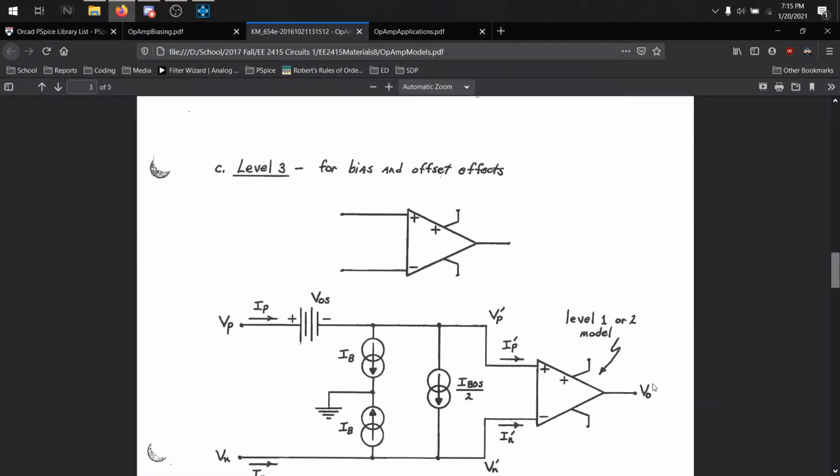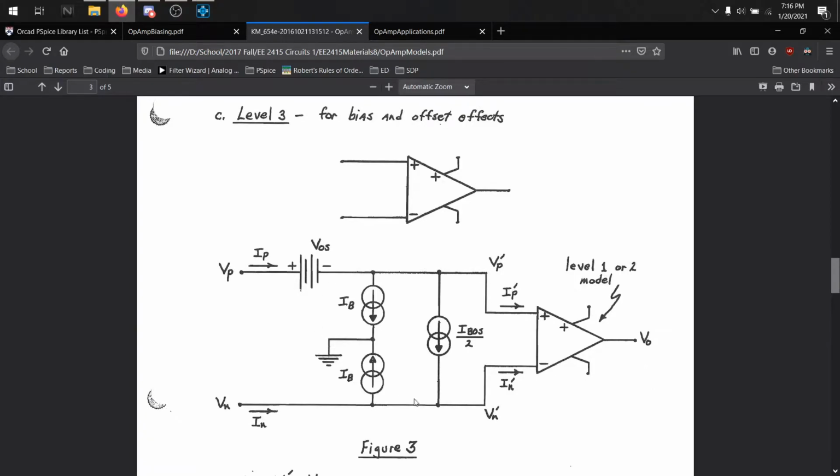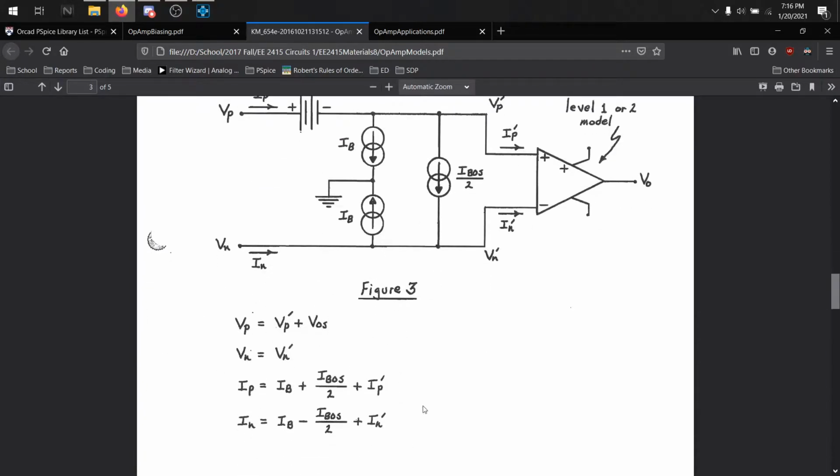This is the level 3. I'm not going to go into it as much. The equations are just cut and dry for what Dr. Russell teaches.